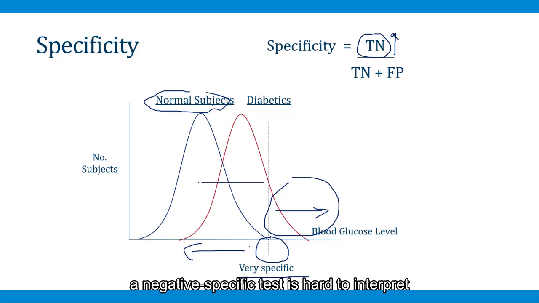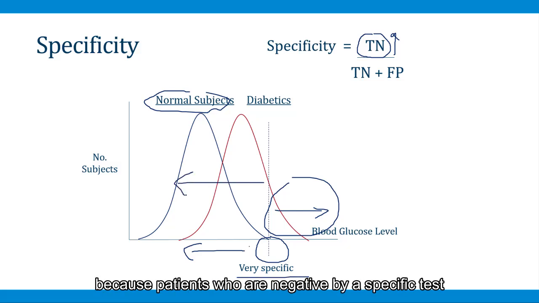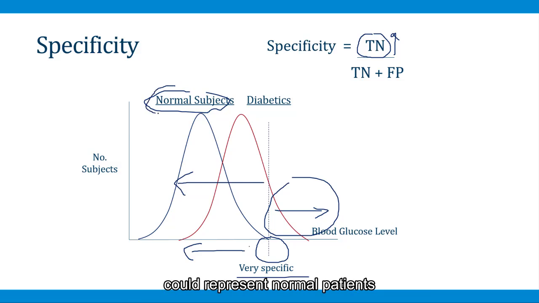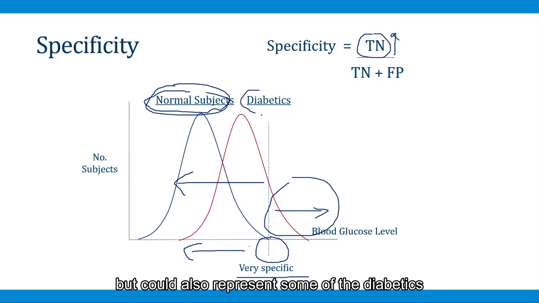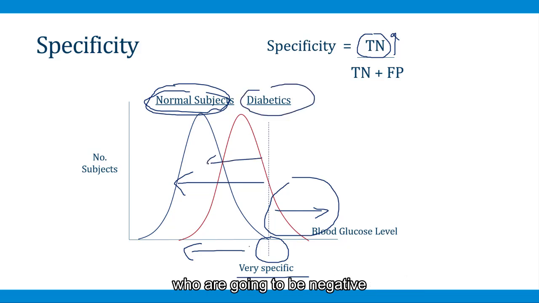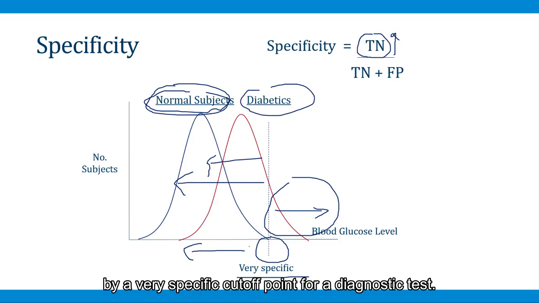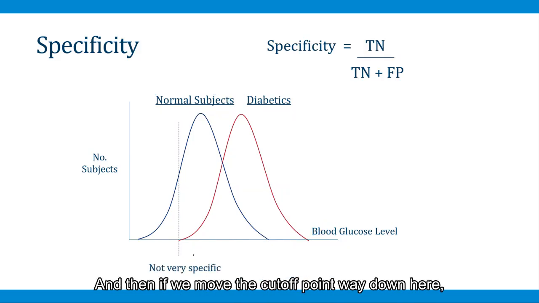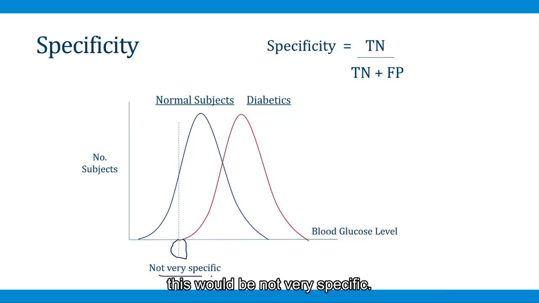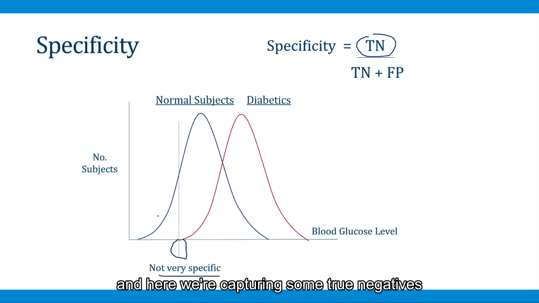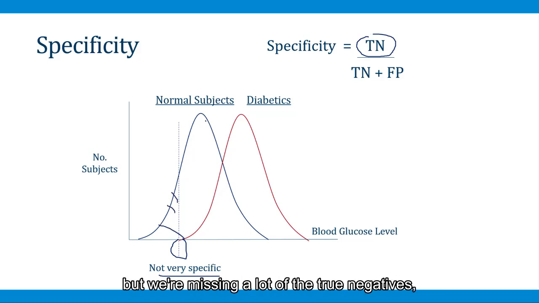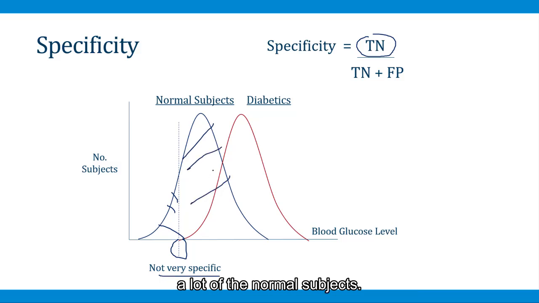On the other hand, a negative specific test is hard to interpret because patients who are negative by a specific test could represent normal patients but could also represent some of the diabetics who are going to be negative by a very specific cutoff point for a diagnostic test. And then if we move the cutoff point way down here, this would be not very specific. Once again, true negatives are in the numerator, and here we're capturing some true negatives, but we're missing a lot of the true negatives, a lot of the normal subjects. So we would have a not very specific test if we set the cutoff point here.